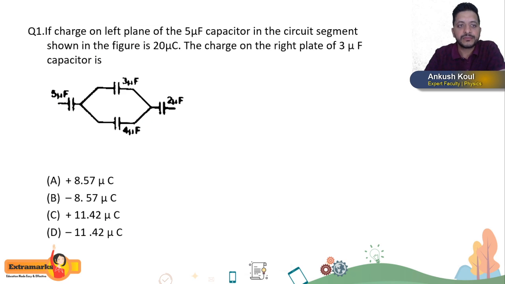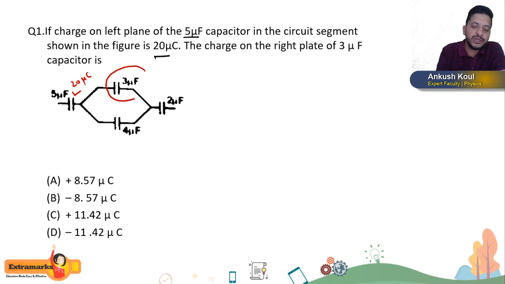So going next, for example, if I take this question: if the charge on the left plate of the 5 microfarad capacitor in the circuit segment shown in the figure is 20 microcoulomb, so I have this capacitor which has a charge of 20 microcoulomb on it, right? The charge on the right plate of the 3 microfarad capacitor is, so we have to find basically the charge on the right plate of the 3 microfarad capacitor. Is it clear? So this has 20 microcoulomb charge.